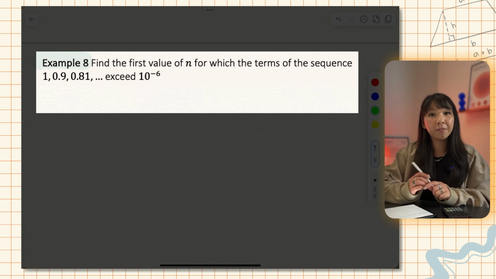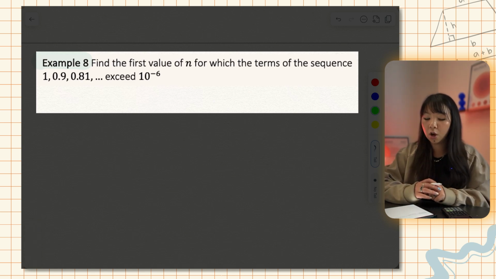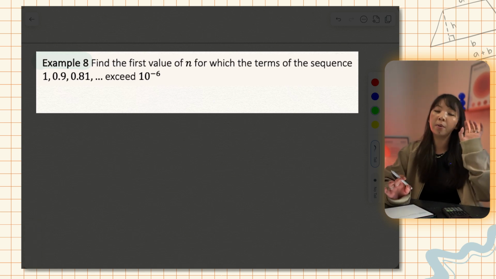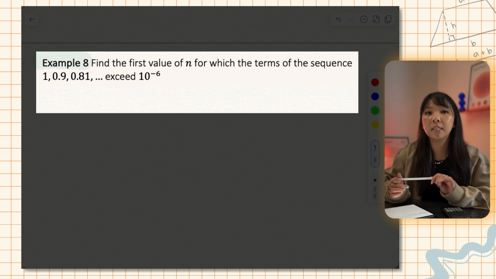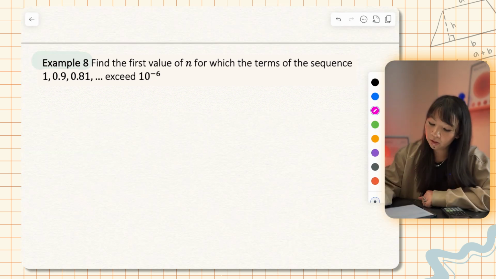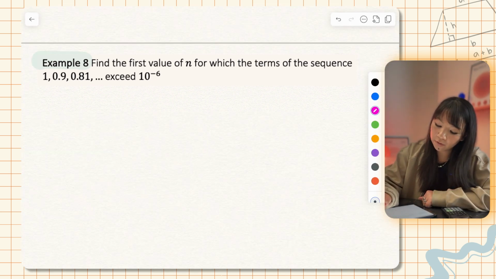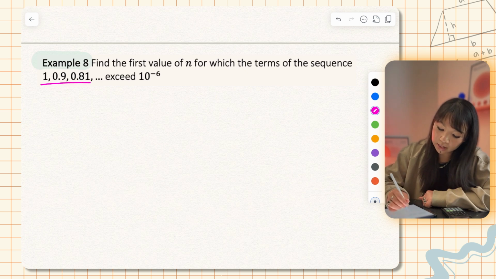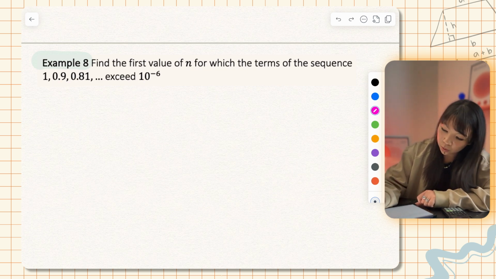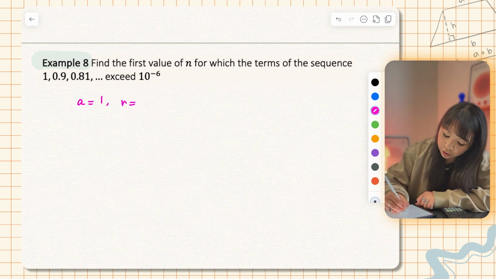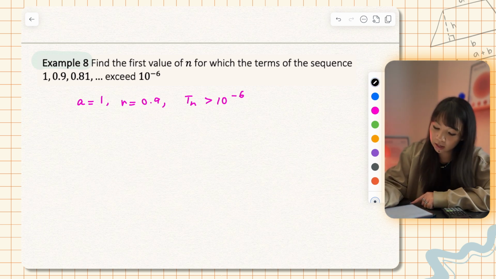All right, so it's very similar. I want you guys to pause the video and have a go at example 8. List out everything you know, and then plug it into the Tn formula. All right, so we're finding the first value of n for which the terms of this sequence exceed this. So we're going to let a equal to 1. Our ratio is 0.9, and we're letting Tn be greater than 10 to the negative 6.